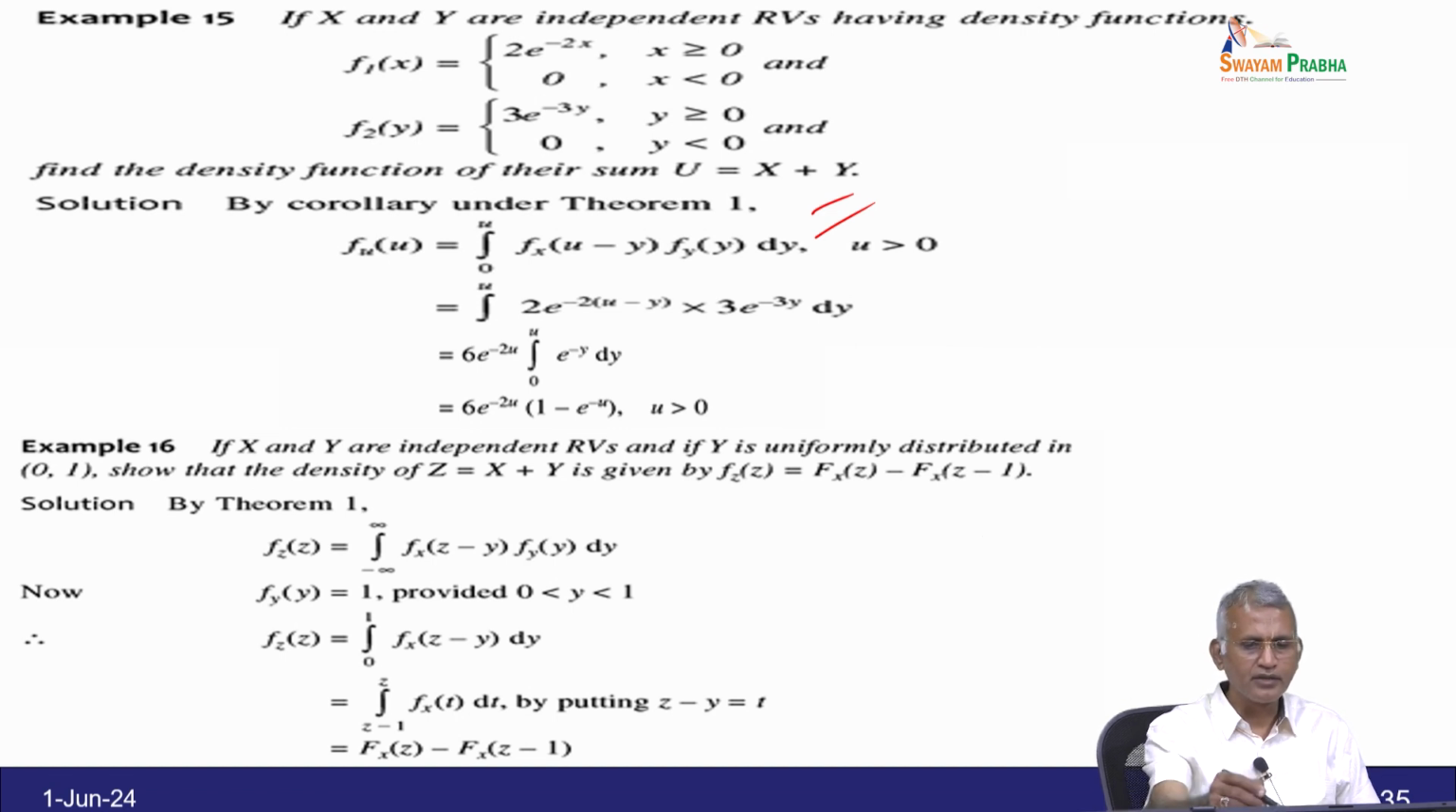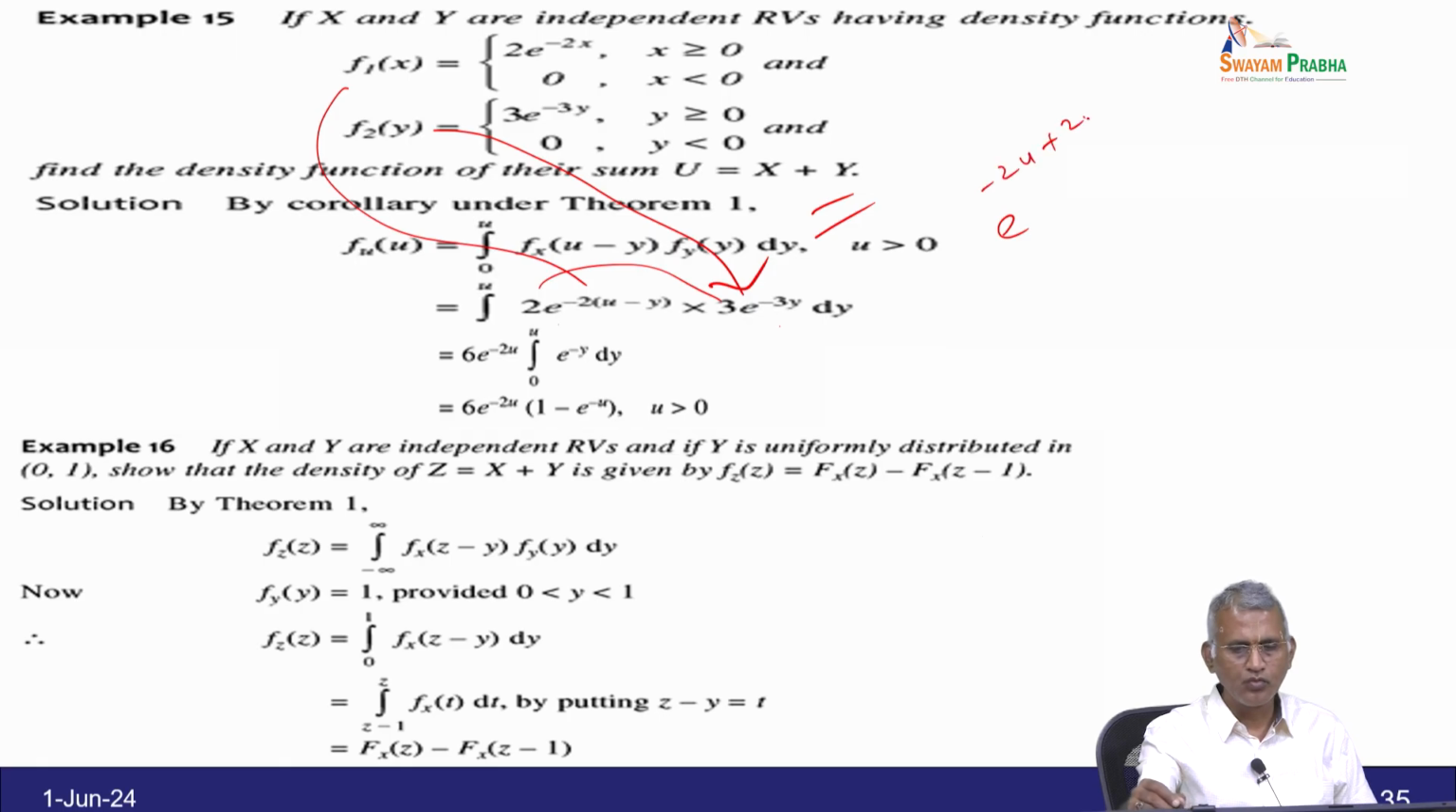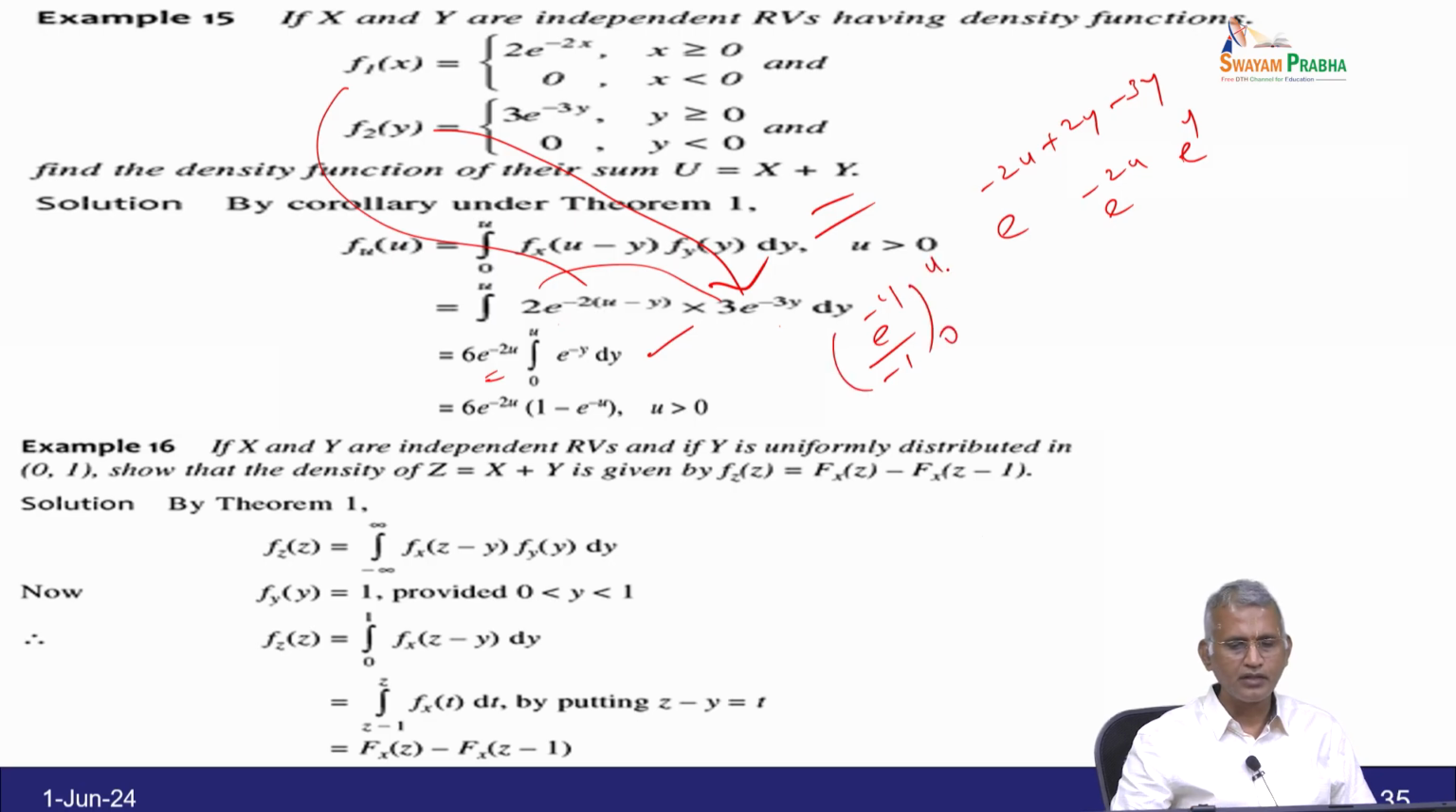You are already given in the hypothesis f1 and f2, substitute it, so that see, bases are equal, add powers, 2 into 3 is 6, and the base is e, power of minus 2u plus 2y minus 3y. So, we have e^(-2u) into e^(-y). So, e^(-2u) is a constant, take it outside. So, e^(-y) dy will come. Now, e^(-y) integrate it: e^(-y)/(-1), and then upper limit minus lower limit, you do that. Therefore, it becomes 1 - e^(-u), where u is positive. So, this way we can find the density function of the sum of two random variables.